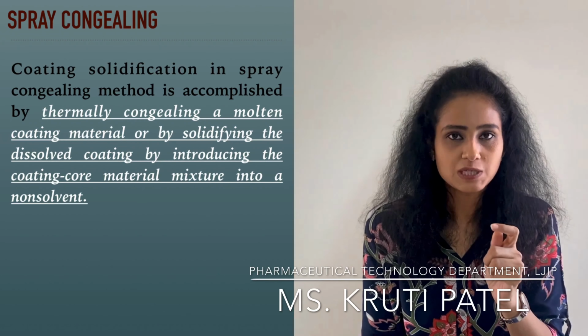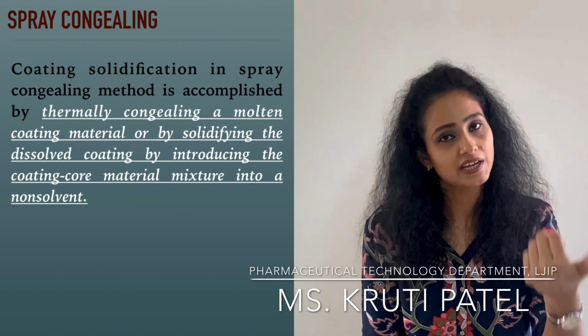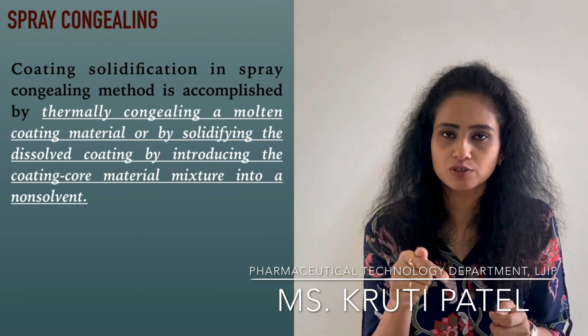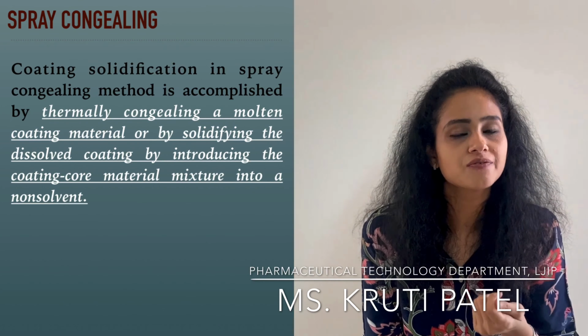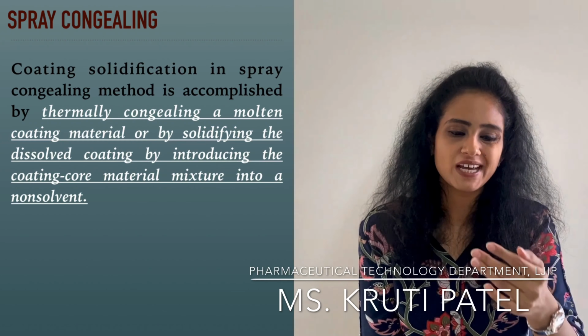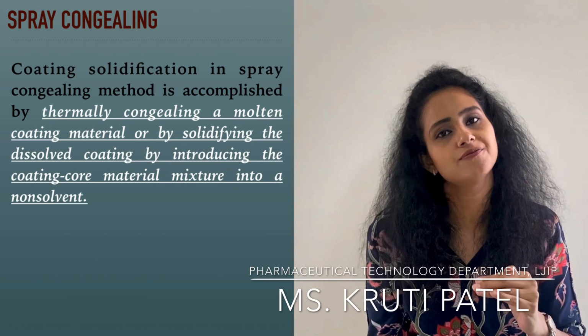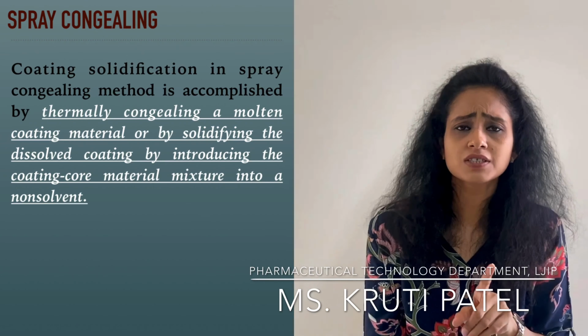What happens when we spray them? We can reduce temperature. In spray drying, we have to apply temperature, we have to increase temperature so that materials get dry. Whereas in case of spray congealing, we have to reduce temperature. So what happens when we reduce temperature? Your coating part will get solidified. Okay, and you will be getting your product. This is the first case.